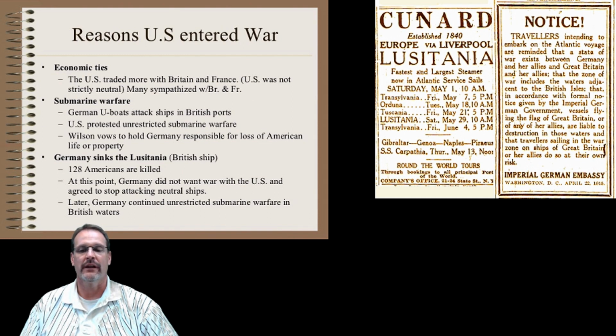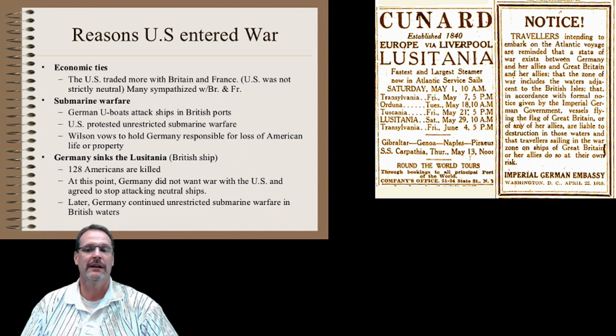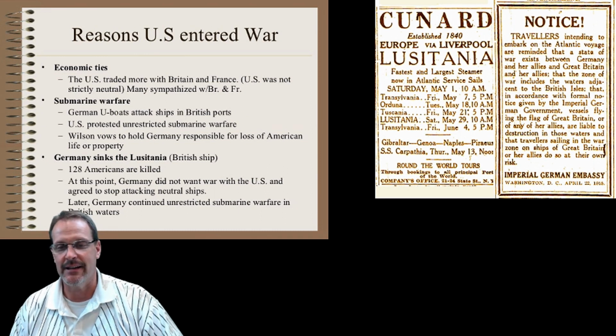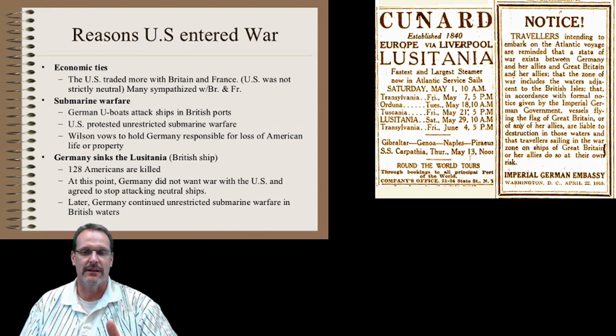This is basically a warning that was set out by the Germans as notice to travelers. If you are embarking on an Atlantic voyage, you're reminded that the state of war exists between Germany and yourself. And if you get on a ship, you are basically putting your life at risk. It says vessels flying the flag of Great Britain or any other of our allies are liable to destruction in those waters, and that travelers sailing in the war zone on ships of Great Britain and her allies do so at their own risk. Okay, so that's a warning the Germans put, and this is Washington, D.C., April 22nd, 1915. So that's a warning basically directly given to us by the German government.